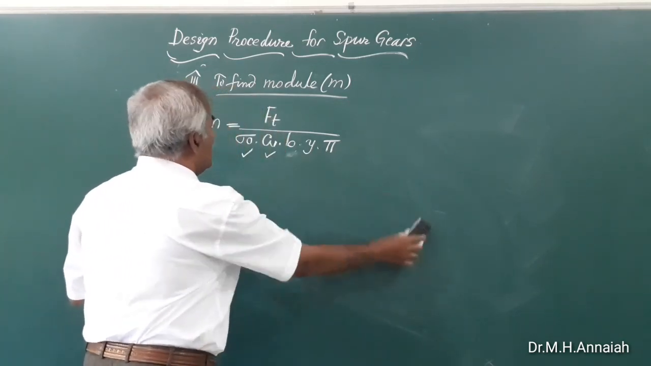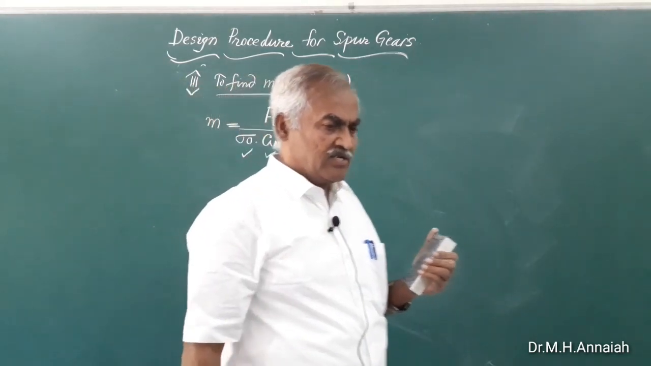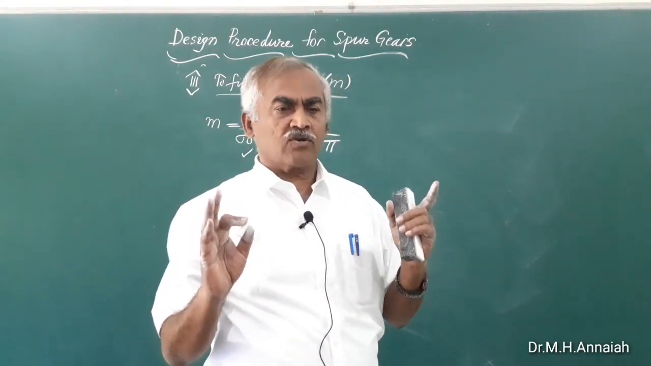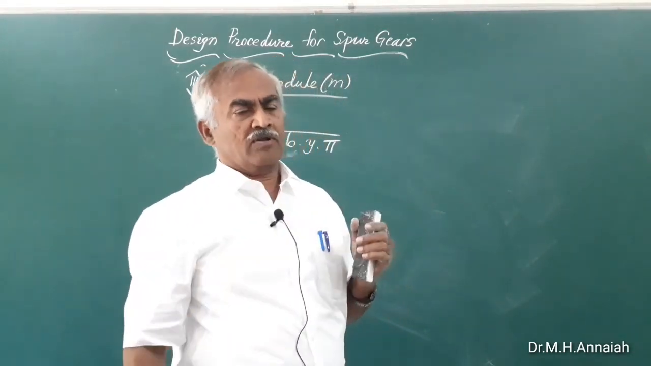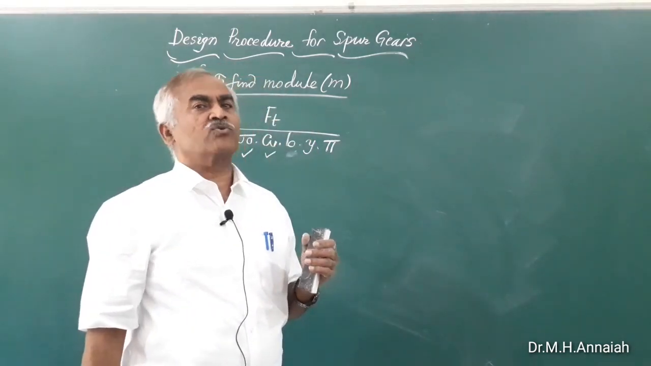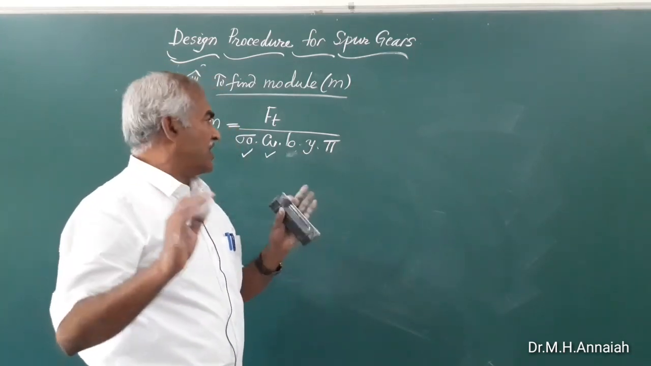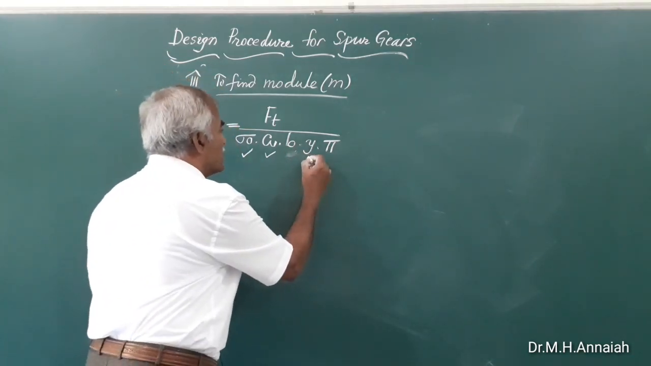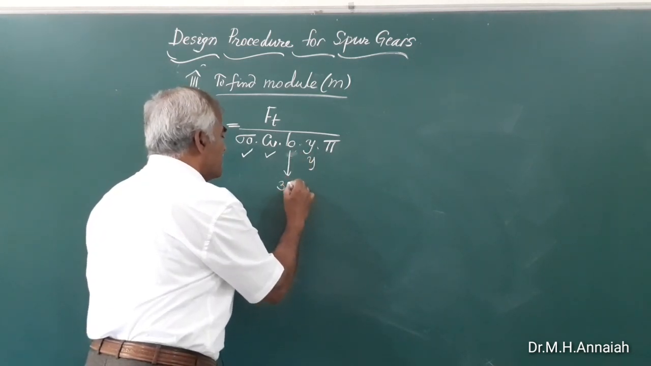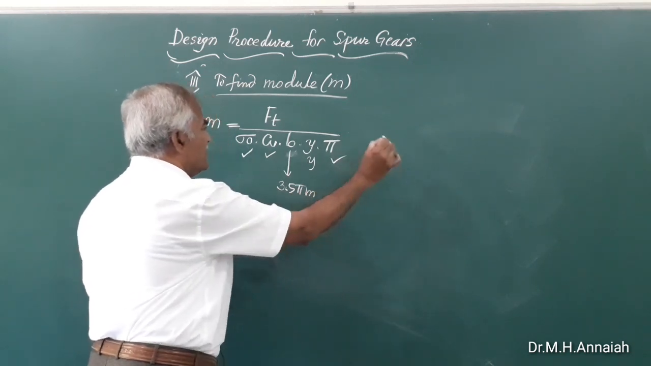Friends, Y. This Y is the Lewis form factor, and remember, whenever the diameters are known in a spur gear problem or the center distance between the shafts is known, then Y is to be retained as Y. So, I am going to keep it as Y, and for this I will take a value 3.5 pi m, and this pi is a constant we know very well.